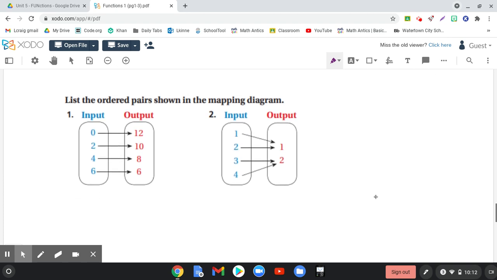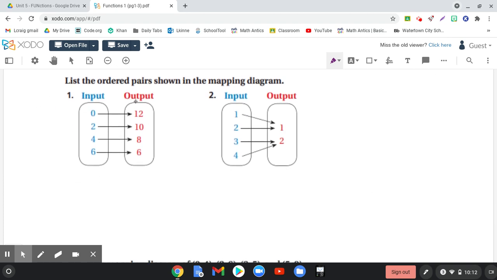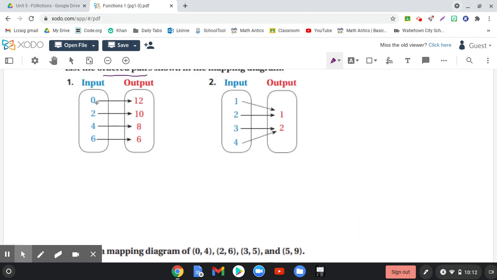All right, let's do some examples. So the input and the output, or your X and your Y, or your domain and range, we're going to list the ordered pairs shown in the mapping diagram. All right, so if there's 4 arrows, there's 4 points. So the first point would be from 0 to 12, so that point would be 0, 12. Ignore my handwriting here. Your next point would be 2, 10, and you might be able to move through this faster. 4, 8, and again, notice each set of points has parentheses around it, and then 6, 6.